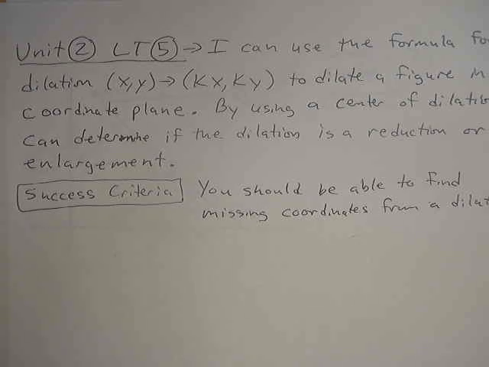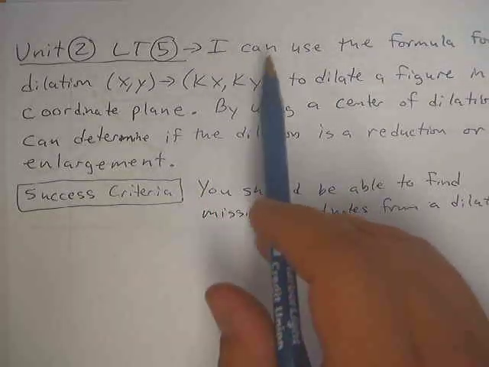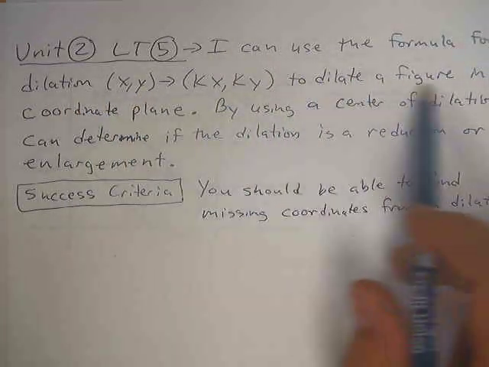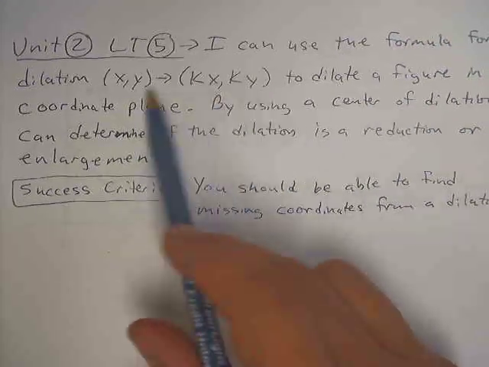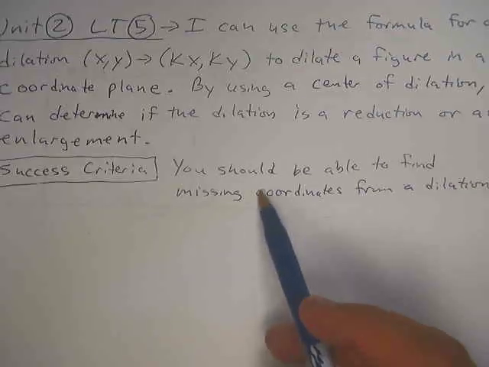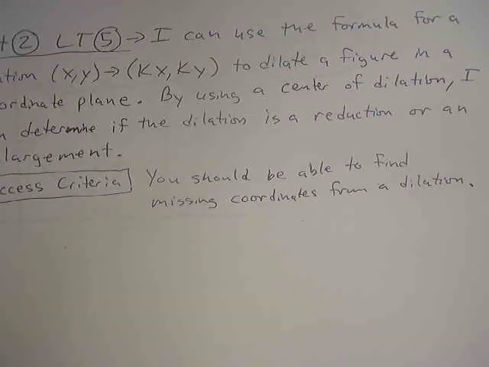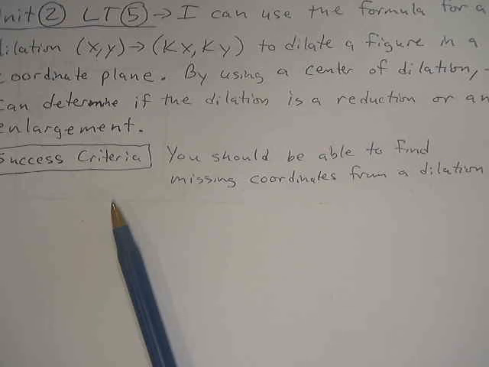It's going back over Unit 2, Learning Target 5. So again, the learning target is I can use a formula for dilation to dilate a figure, and we're multiplying the same thing. That's why this k is here, multiplying the same thing by each of the coordinates. And then success criteria: you should be able to find the missing coordinates for a dilation. That's what we did.